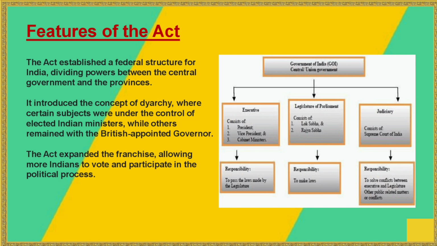Features of the Act. The Act established a federal structure for India, dividing powers between the central government and the provinces. It introduced the concept of Dyarchy, where certain subjects were under the control of elected Indian ministers, while others remained with the British-appointed governor. The Act expanded the franchise, allowing more Indians to vote and participate in the political process.